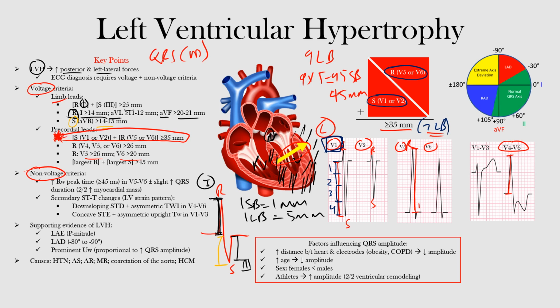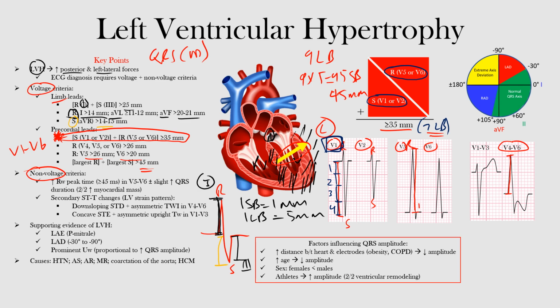The other thing is, if you take the largest R wave and the largest S wave in the precordial leads, remember precordial leads V1 through V6, and add them together and it goes beyond 45 millimeters, that suggests left ventricular hypertrophy. Okay, so that's our voltage criteria.